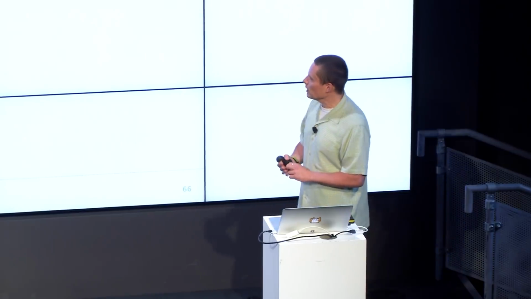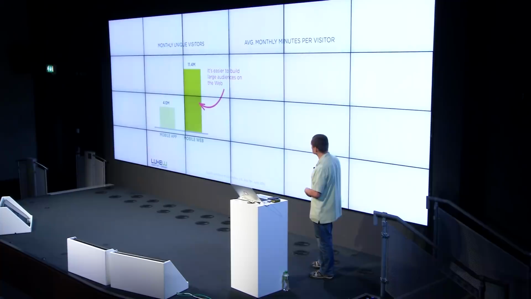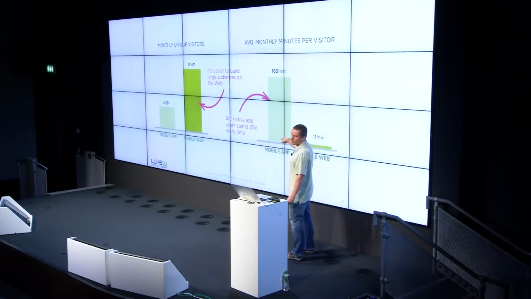Right? So while time spent and activity within mobile websites is lower, audience size and the ability to grow your user base is much higher. And the simple way I've been describing this for a long time now, if you contrast this, right? It's easier to build large audiences on the web, but people spend more time inside of native apps. This is a difference of reach and rich.